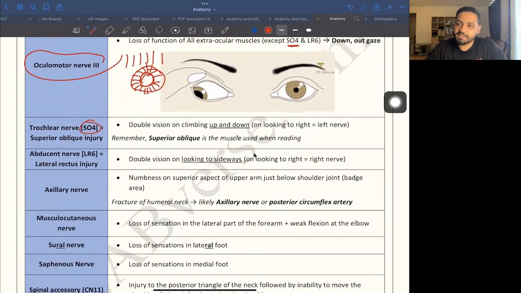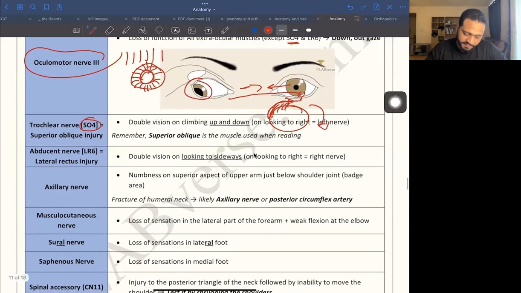What happens if SO4, the superior oblique, is paralyzed? As I mentioned last time, the superior oblique comes all the way here, and then it hooks around the trochlear notch and then goes backward. If this is your eyeball, it will supply it like that. So when this contracts, basically it will be shortened like that, and this will be going forward like this. So it will push the eyeball down and out, which is the case here, right?